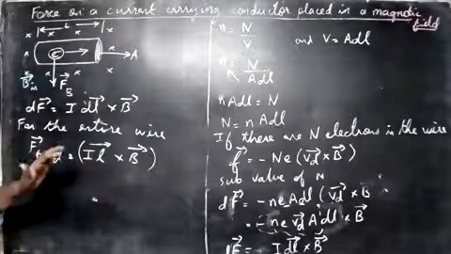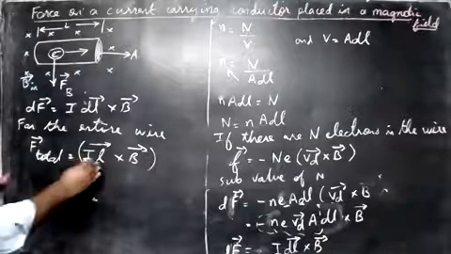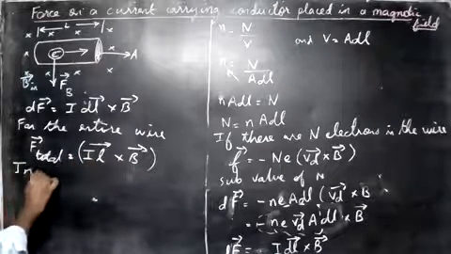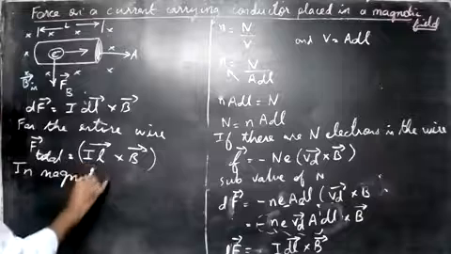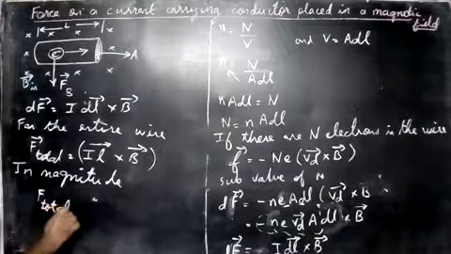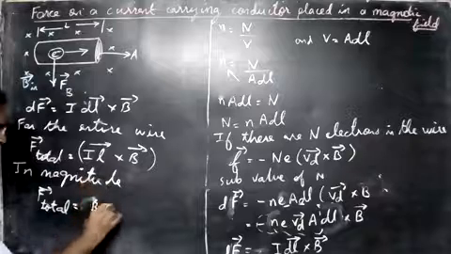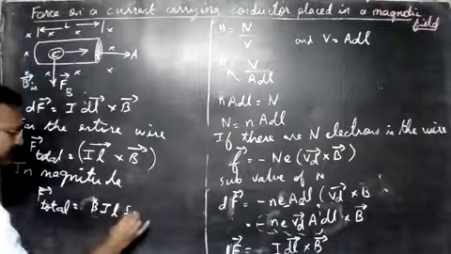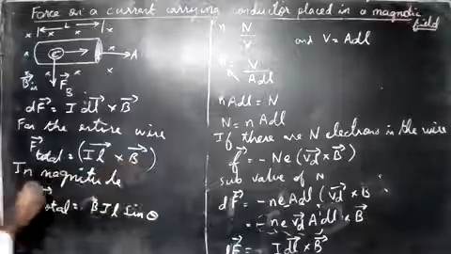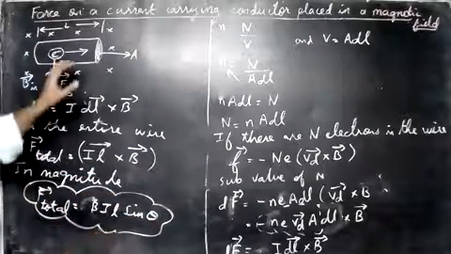Now, so this one we got now. Let's write it in magnitude here. We'll use the formula A vector cross B vector is A B sine theta. So in magnitude, what we get is F total is equal to, you can write B first, B I L and then sine theta. What I did is I used the formula A vector cross B vector is equal to A B sine theta. So this is a very important relation to find the force acting on a wire here.